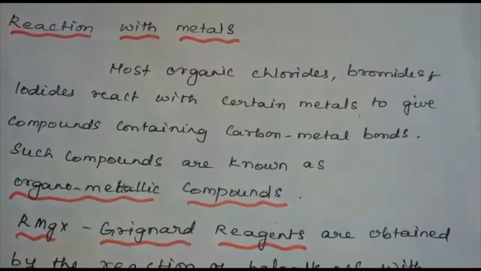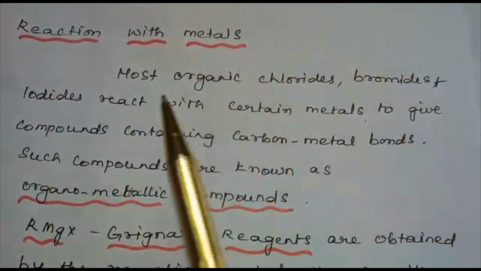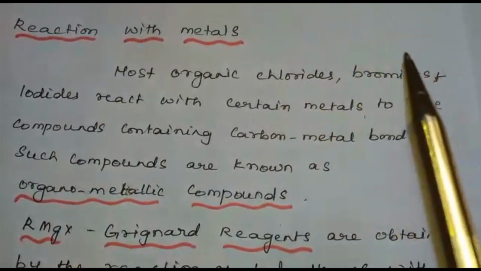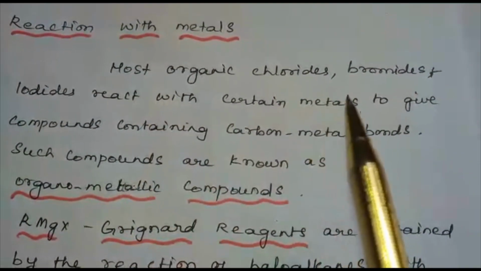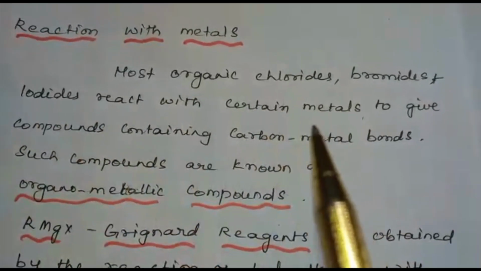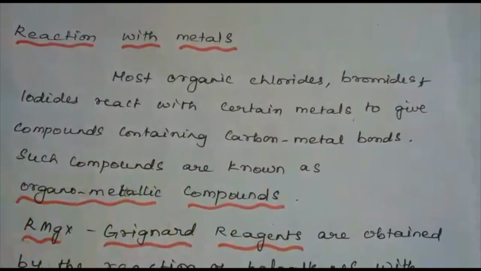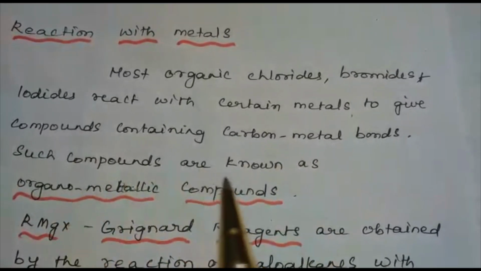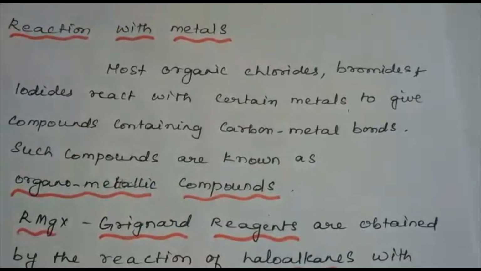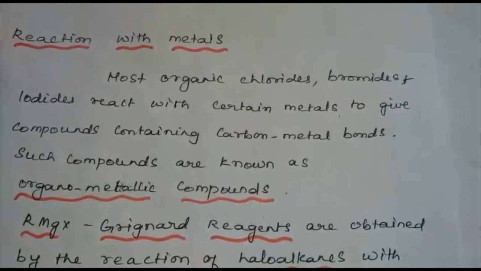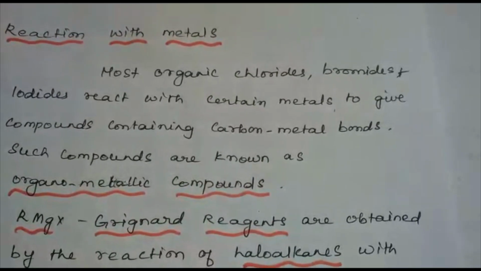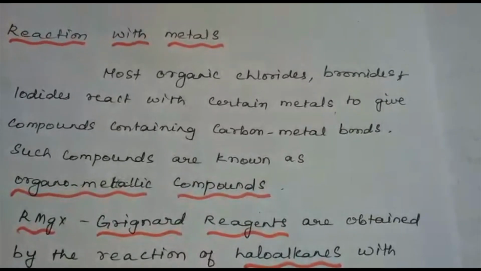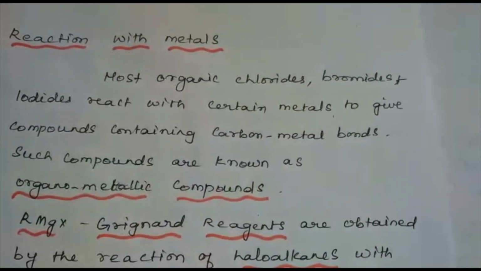Next, we will discuss reaction with metals. Most organic chlorides, bromides, iodides will react with certain metals to give compounds containing carbon-metal bonds, and those compounds are known as organometallic compounds. What are organometallic compounds? Organic chlorides, bromides, iodides react with certain metals to give compounds containing carbon-metal bond, and those compounds are known as organometallic compounds.